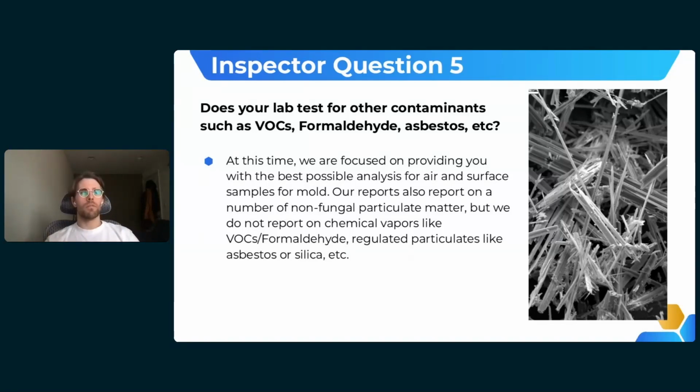We're really focused just on providing you with solid mold analysis. In the future, it's possible, but they would be a separate style test. You wouldn't be able to take one cassette and have it analyzed for all those things, just because every one of those types of analytes require different media or different method for both the collection and analysis.